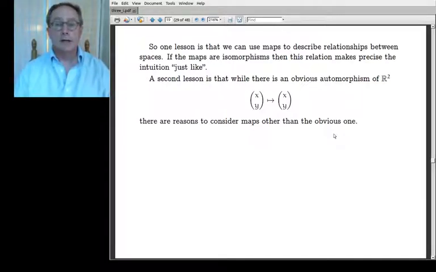Okay, and then the second lesson, also the lesson of the check-in, is that while there are obvious automorphisms, there are obvious functions from the space to itself that are isomorphisms, nonetheless there are non-obvious, non-trivial automorphisms of spaces, and that they have something to say. They tell us something about the space. They give us a description of the space as uniform with respect to some measure.